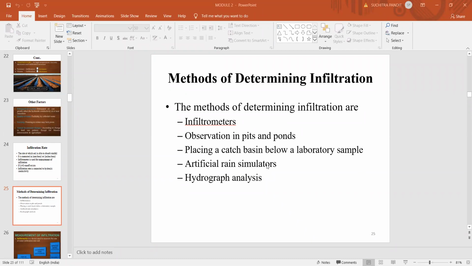So artificially you can simulate the rain. You can have a small area and you know the type of soil in that particular area. And through an artificial rain simulator, you can also estimate the amount of water that infiltrates into the soil mass. And also you have hydrograph analysis. So this is a graphical method, and these are all the analytical methods, whereas the hydrograph is a graphical method. So by using the hydrograph analysis, we can also estimate the amount of water or the rate of infiltration in a particular catchment area.